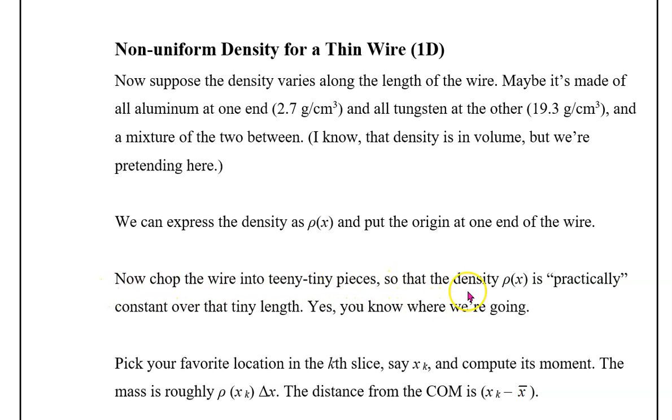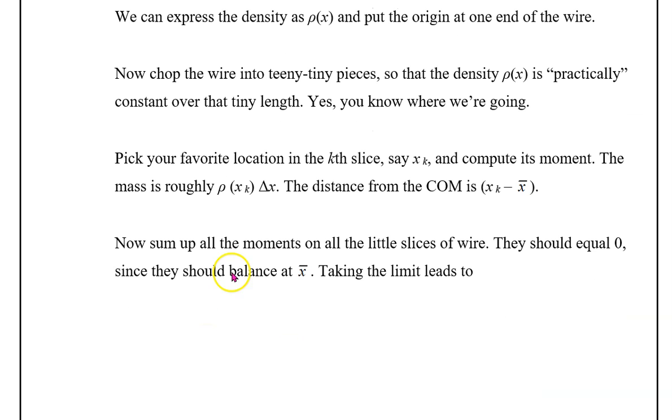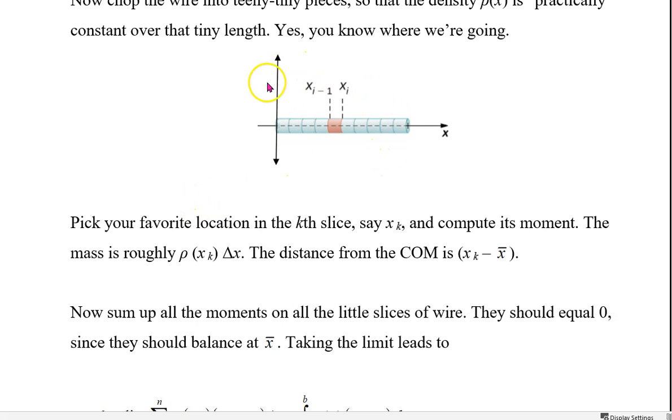Yeah, you know what's coming. So the density, rho of x, is practically constant over that tiny little length. Now pick your favorite location in the kth slice, say x sub k, and compute its moment. The mass is roughly rho of x sub k times delta x. The distance from the center of mass is x sub k minus x bar. Here's what it might look like to chop up a very, very thin wire. Note that we put the origin at the left end of the wire.